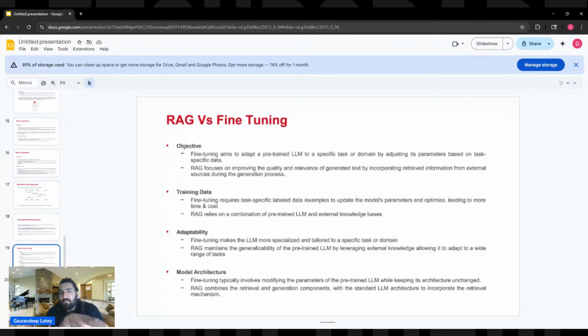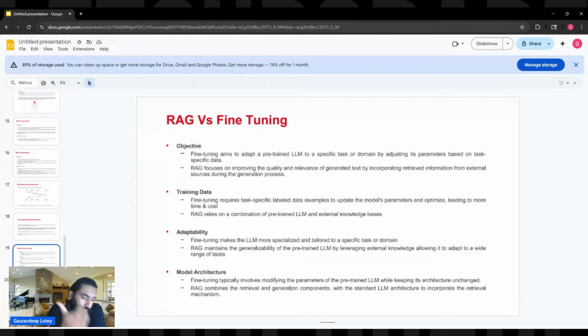So fine tuning aims to adapt a pre-trained model to a specific task or domain by adjusting certain parameters, right? And specifically in fine tuning, we only touch the top layers. We'll not even talk about it. So what is RAG? RAG doesn't change anything in your model. The model's weights do not change. It doesn't update the model. It only improves the quality of the response generation by adding an external source of knowledge. Okay, that's what RAG is all about.